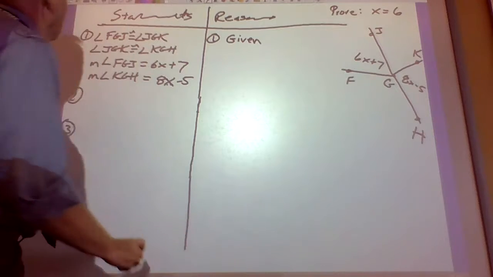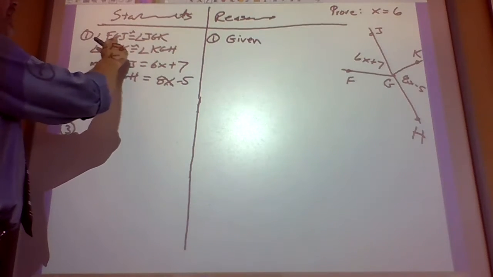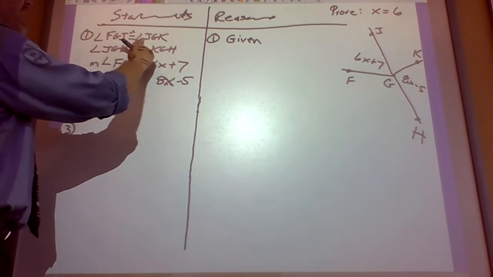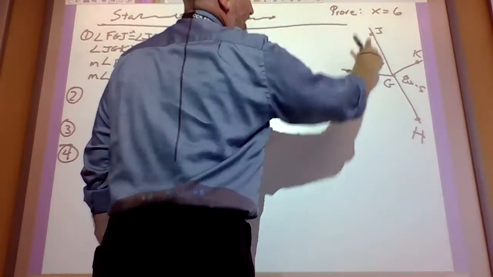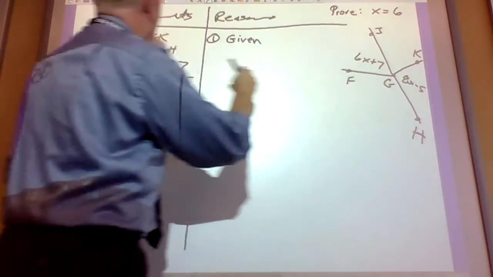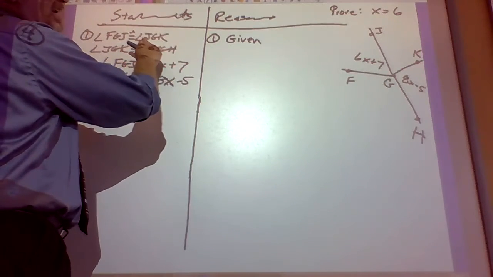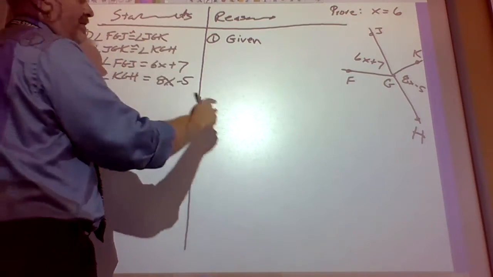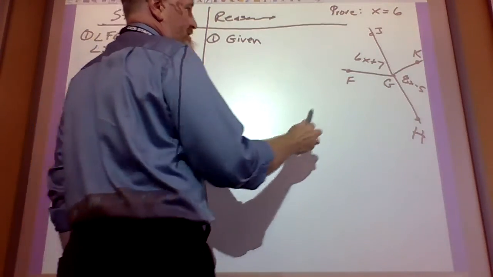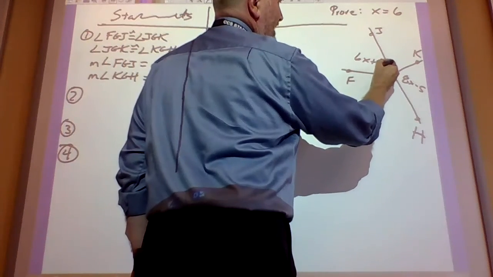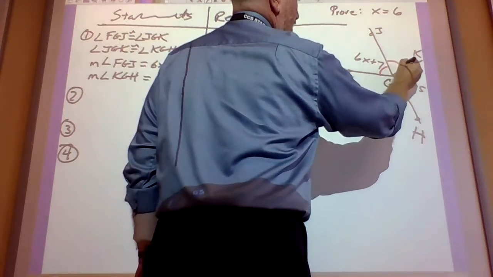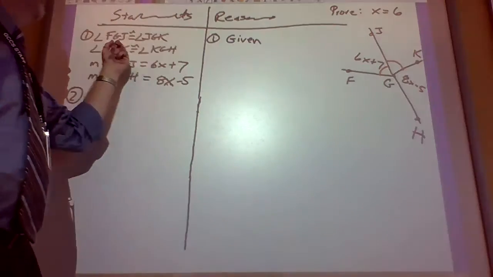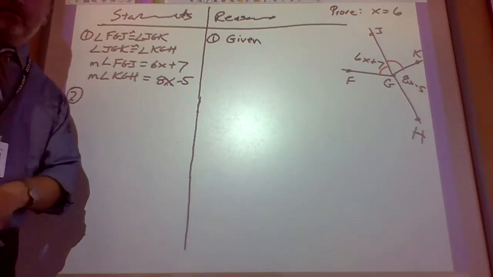So I'm looking at the first thing, and it says angle FGJ is congruent to angle JGK. So FGJ is this guy right here, and he's got a 6x plus 7 in him. And it's saying that he's congruent to the one right next to him, JGK, his adjacent buddy, so to speak. So to indicate that this angle and this angle are the same, I'm going to put a red swoosh on him and a red swoosh on him, because they told me those two are congruent to each other.